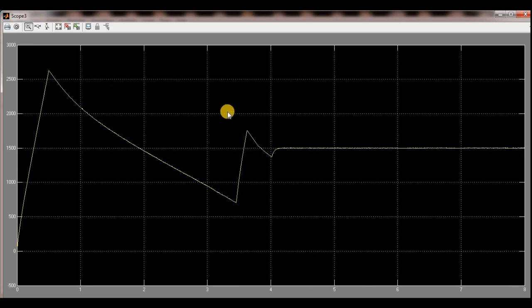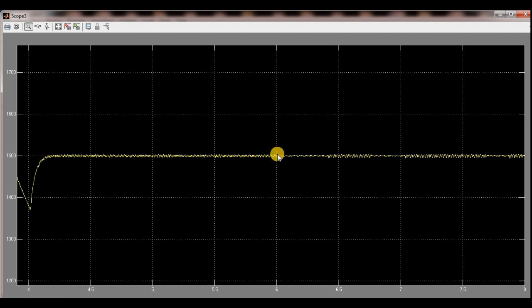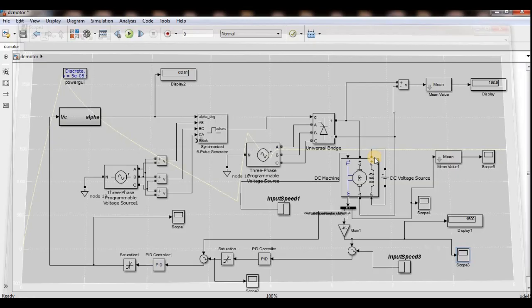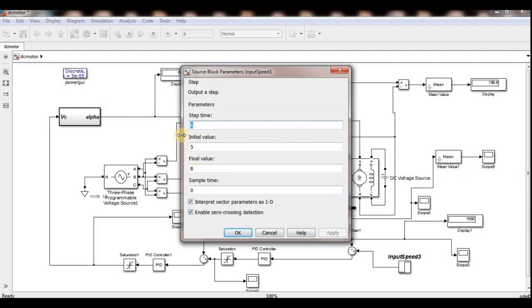So see, at 4 seconds it is settled. I changed the torque at 6 seconds. But at 1500 the speed is constant. After 6 seconds also it is constant, and before 6 seconds also it is constant. It is not constant before the 4 seconds because it is taking some time to stabilize. And this is my torque at 6 seconds, my torque is 8.